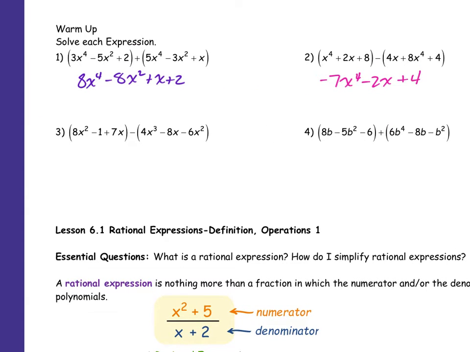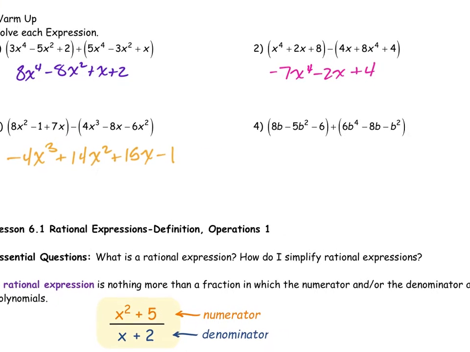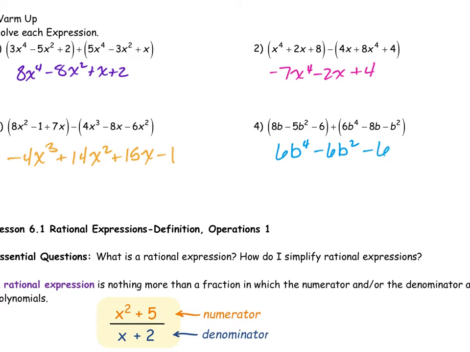The third one: minus 4x cubed, minus a minus is plus 14x squared, minus a minus, plus 15x minus 1. And then the fourth one, let's see, 6b to the 4th minus 6b squared, that's 0, minus 6. I think that's right.